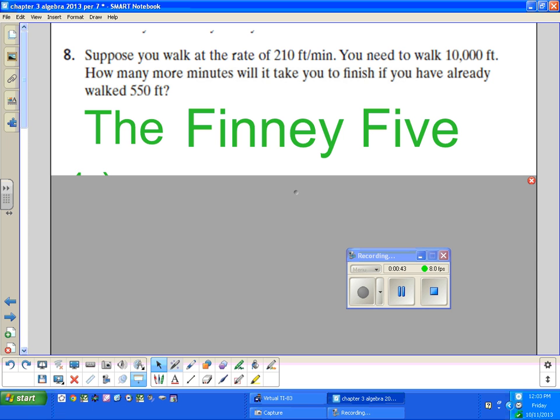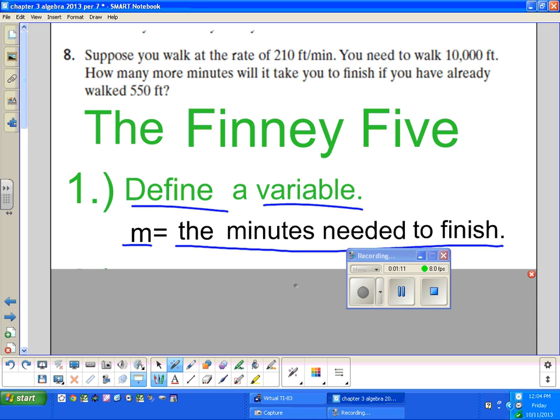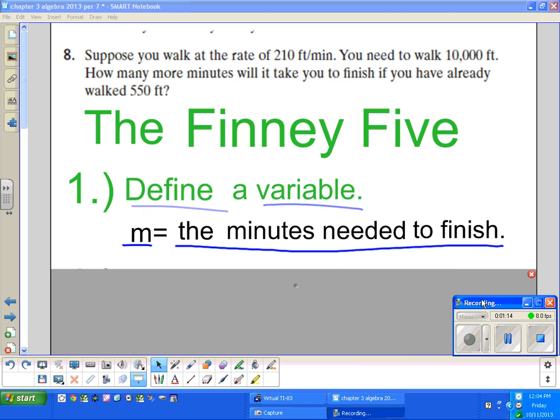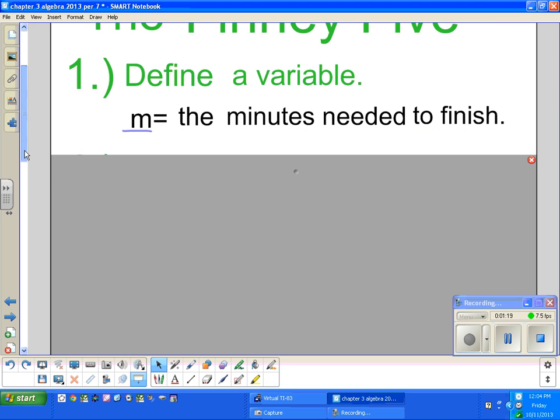So the Finney 5 is, the first step is define a variable. So in this question, we're going to look at the question at the end of the word problem. It says, how many more minutes will it take you to finish if you've already walked 550 feet? So we're going to define our variable as m equals the number of minutes needed to finish. Okay, so when you do a word problem at the Charles Finney School, you need to define a variable.